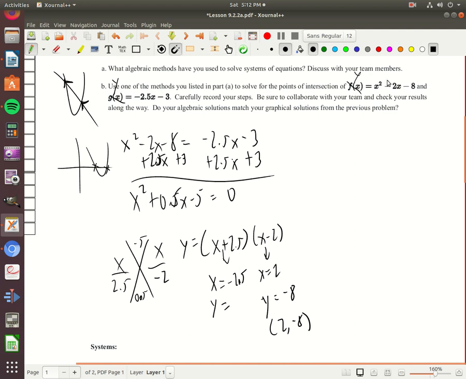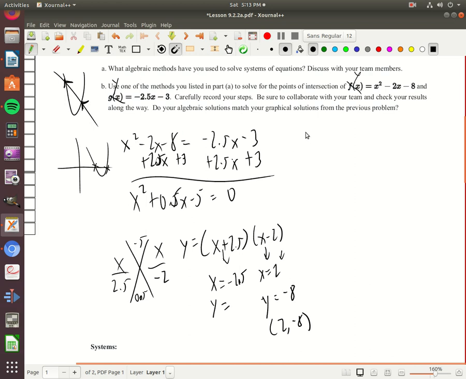2 squared is 4. -2 times 2 is -4. So 4 minus 4 disappears, and I have -8. So this point I feel very solid about. What I don't feel solid about is this negative 2.5. So I'm going to plug it into this equation, see what I get. Then I'm going to plug it into this equation and make sure I get the same thing. And if I get the same thing twice, just like I did with this, then I'll know that I'm right.